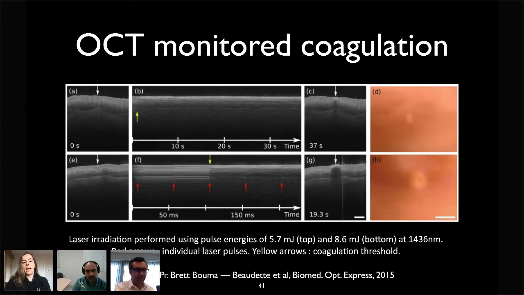So you see the white arrow where the coagulation spots occurred in the OCT image. And in D, you also see the coagulated spot turning white in the visual. And so now she refined the coupler to be able to have single pulse coagulation. This is what you see here.